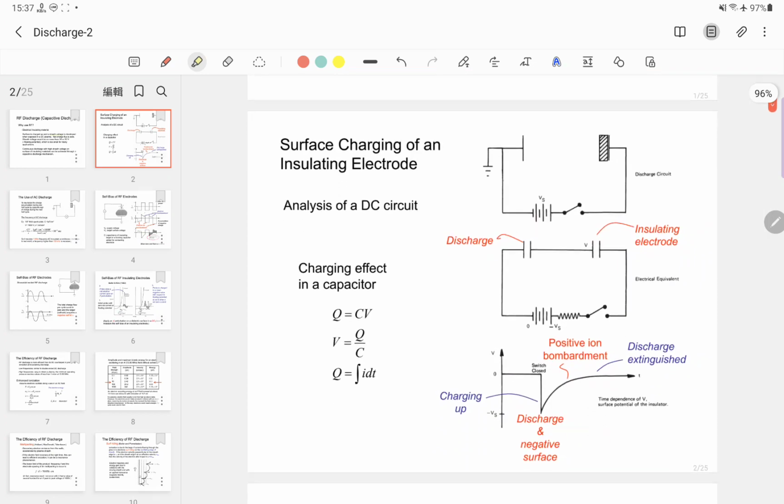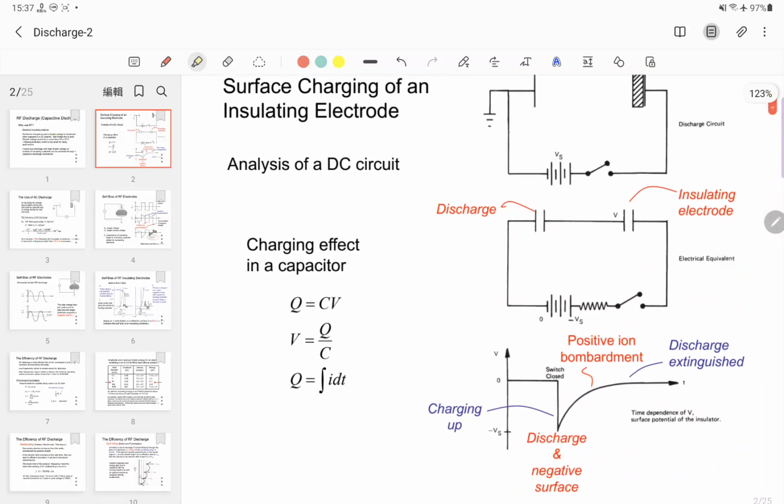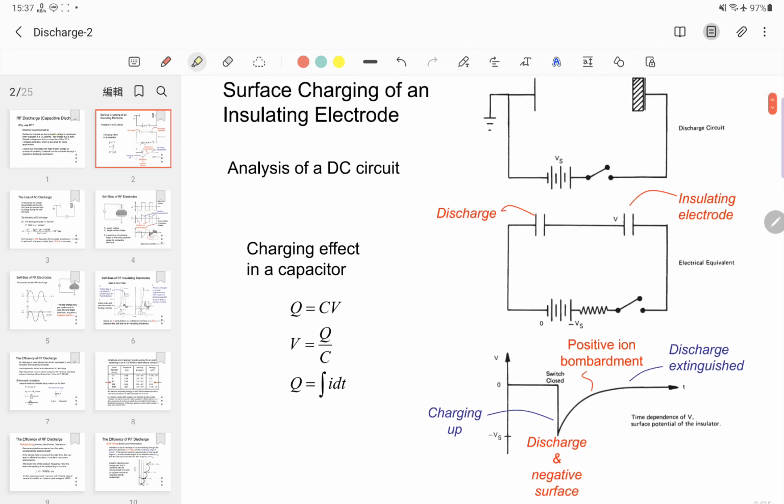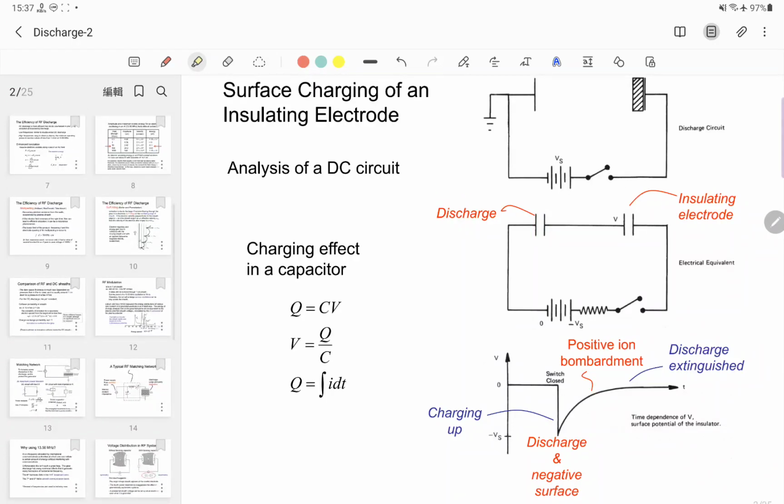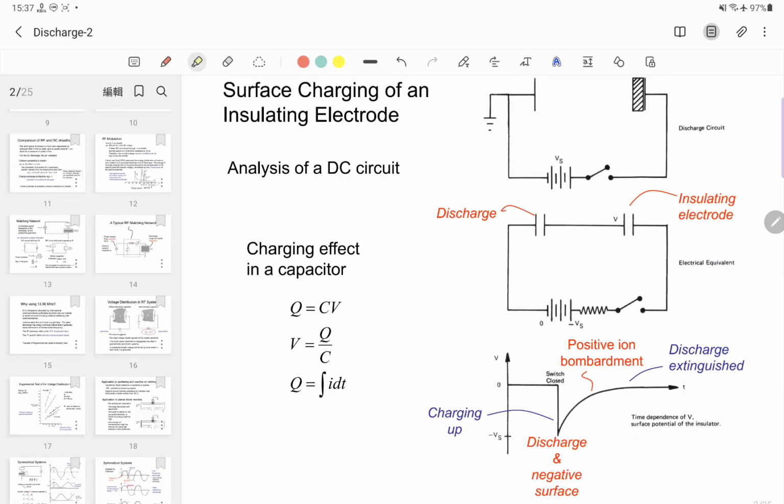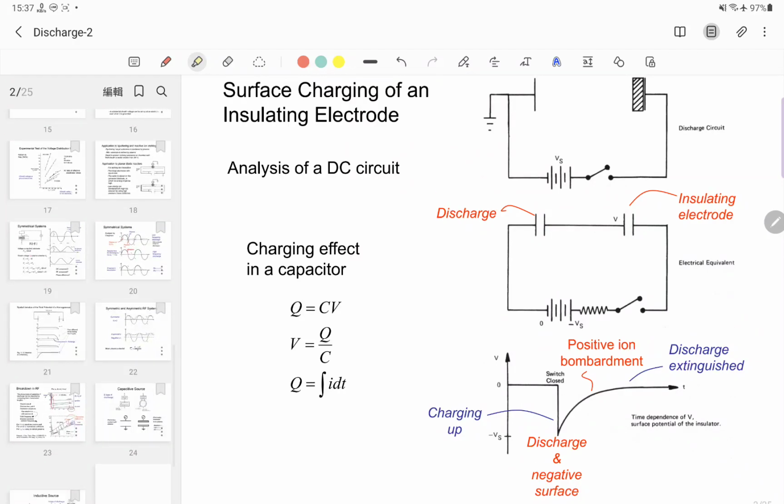Okay, so this slide explains the basics of the capacitive discharge. But in this case, one uses a DC power supply to generate plasma. So what happens when we use DC power to generate plasma? Okay. And the upper figure is the schematic of the system. Okay, so this part is the DC power.